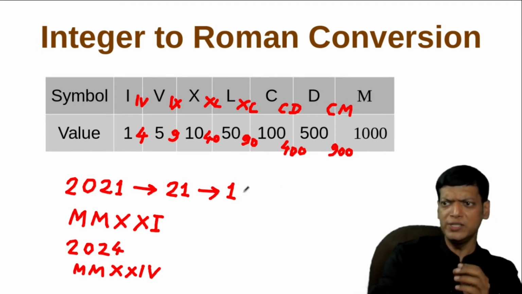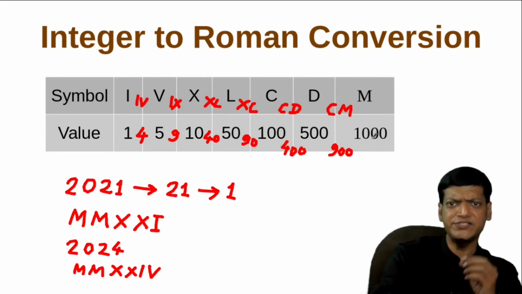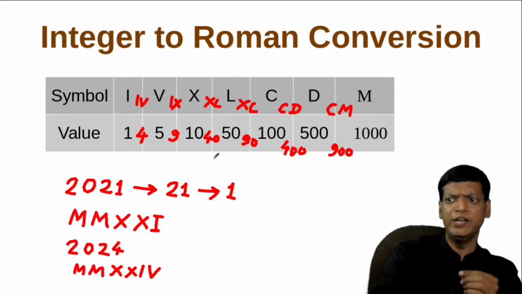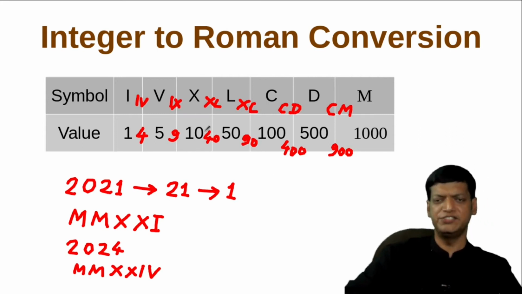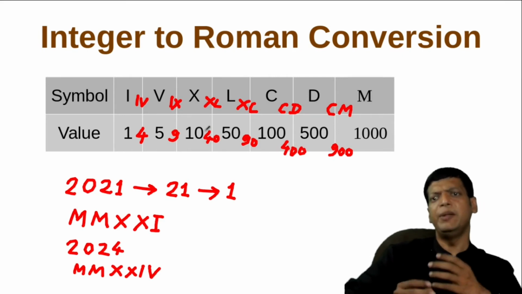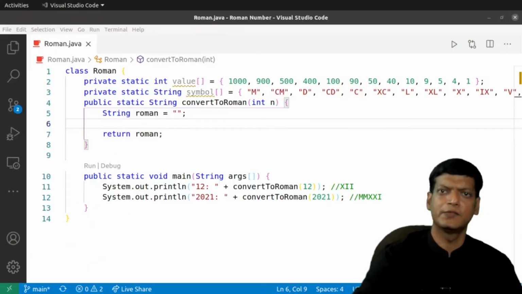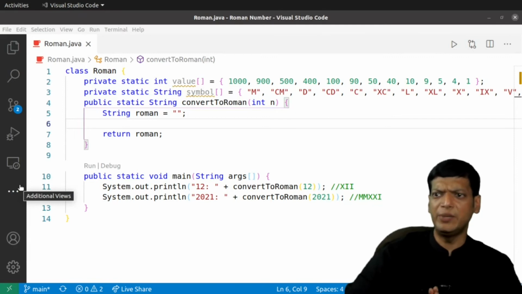And what we'll do is, we'll start dividing by the highest divisor, we'll repeat the corresponding symbol the required number of times, and we'll continue till the number is more than 0. So let us try to implement this in code. Let us now begin with the implementation.